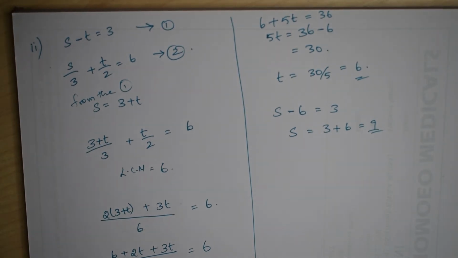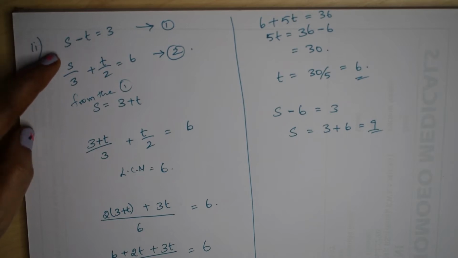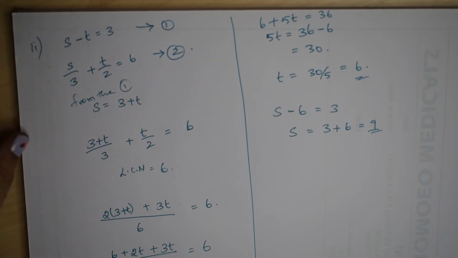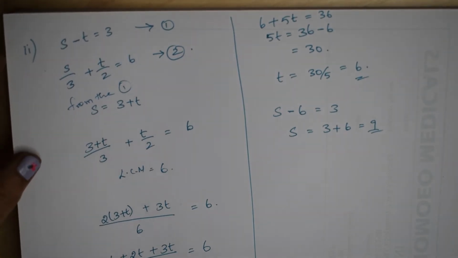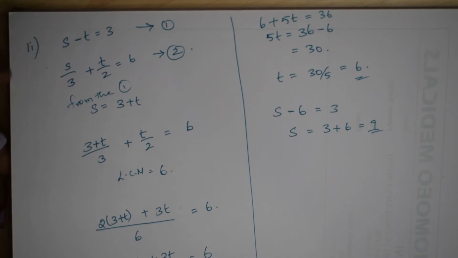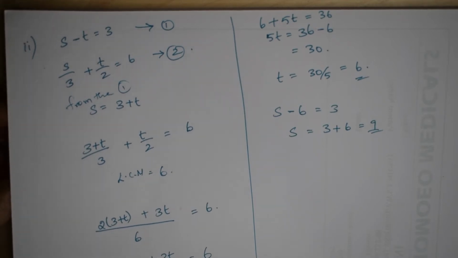You can cross check it by using it on the first equation. When I use it, I have 9 minus 6 is equal to 3. Obviously, 9 minus 6 is equal to 3. So it satisfies the equation. So the values whatever we have found are right. We can cross check any time like this.